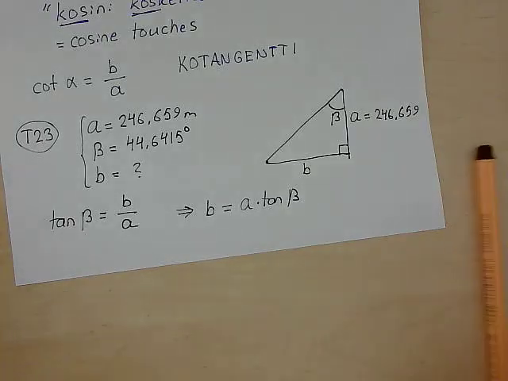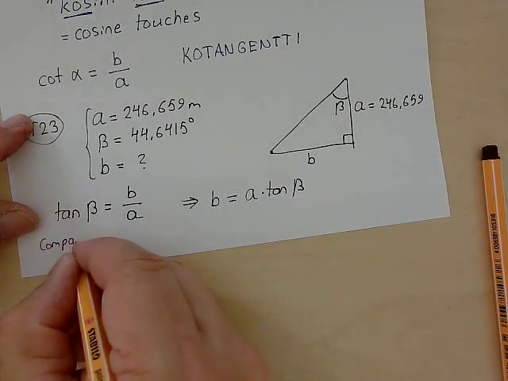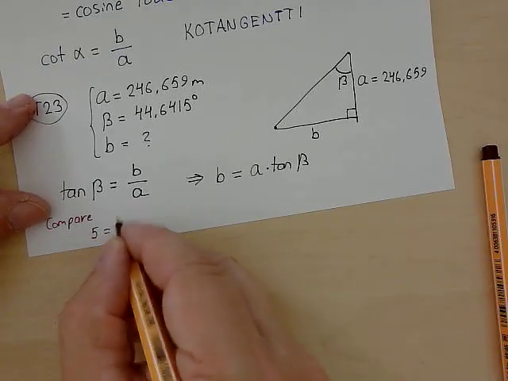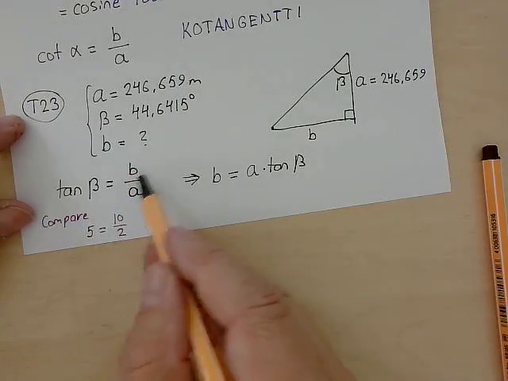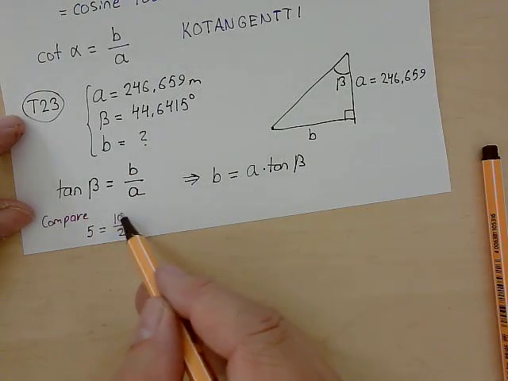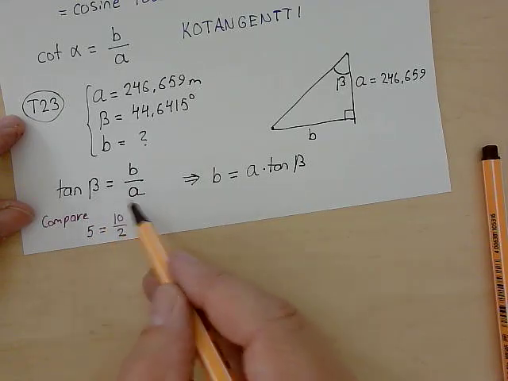Or then if you are not sure what to do, you may again compare with a simple equation, for example 5 equals 10 divided by 2. So we want to find out what is the B, so this 10 we will get by multiplying these two, so here happens the same.